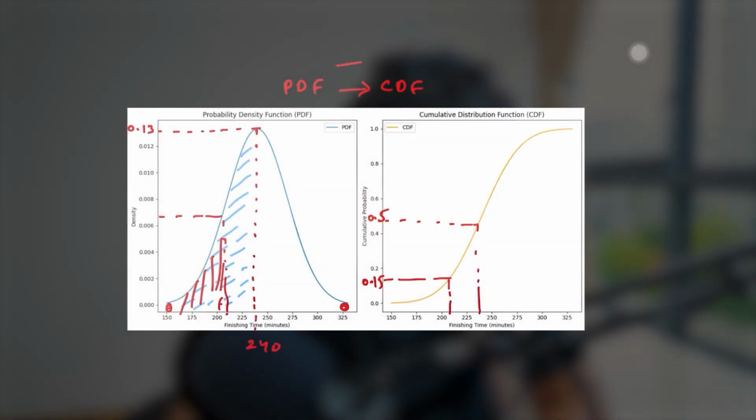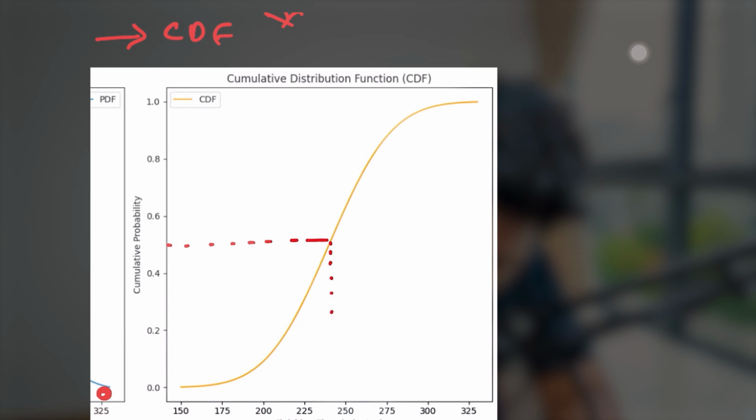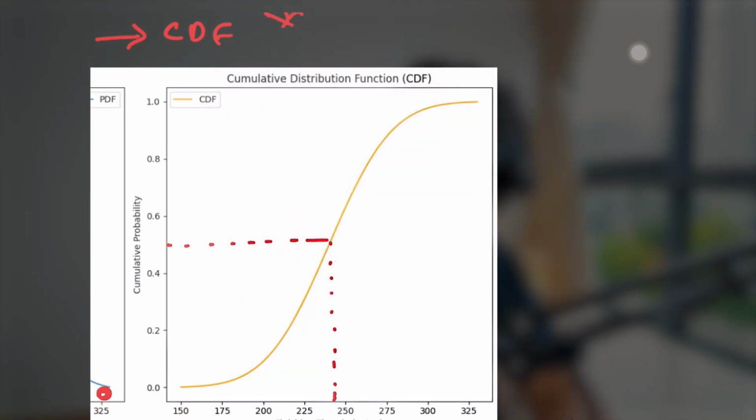Now, what if we try to find the PDF from the CDF? Can we do that? Let's try that. I'll zoom out a little bit. This one is the CDF. We know that the mean is around here, which is around 240. We also know that the gradient is highest at this place. So the higher the gradient, or the slope, the higher the density.